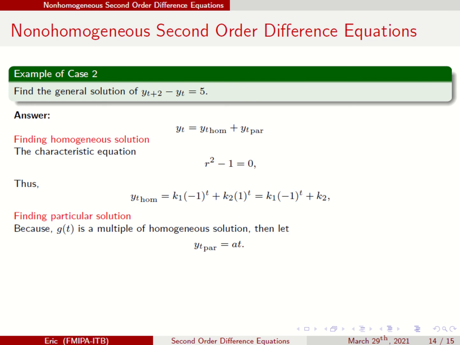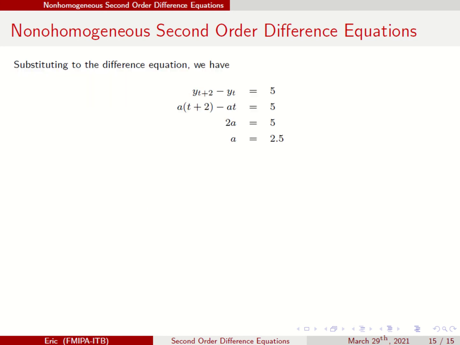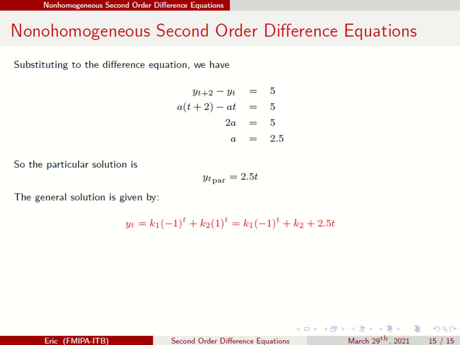And you can substitute this back into your original difference equation. And you have, okay, yeah, try this by yourself. And you substitute back, you have this, and in the end you have a equals 2.5. And so the particular solution is this, and the general solution is given by this. Okay, yeah?